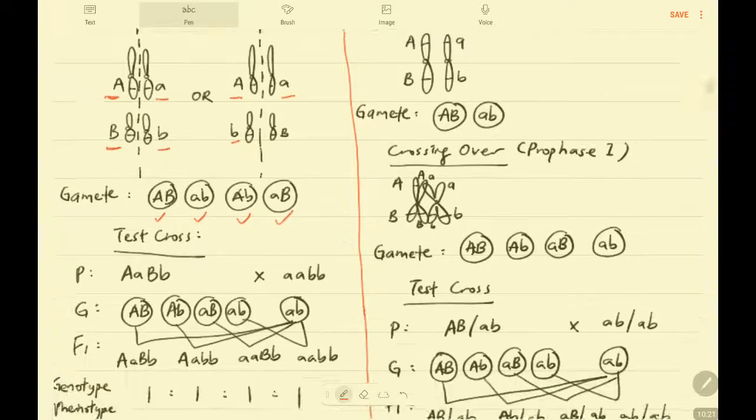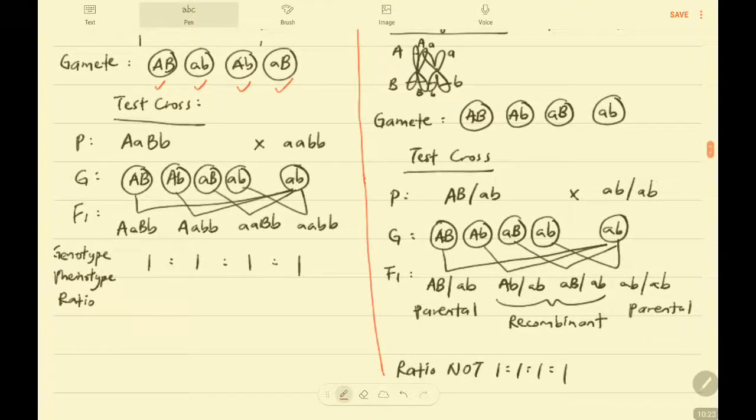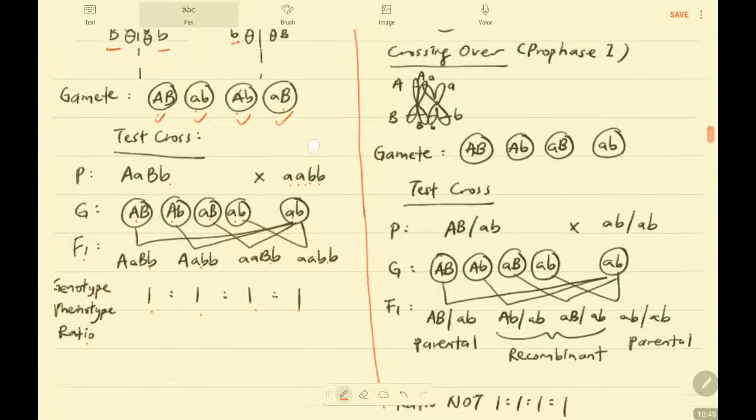Therefore, for the test cross, you do it like this: big A, big B, small b, crossed with small a, small b, small b. The formation of the gametes has four possibilities. For this one, only one possibility. So your F1 generation has 4 different genotypes and phenotypes, with a genotype and phenotype ratio of 1:1:1:1. That's the normal dihybrid test cross.